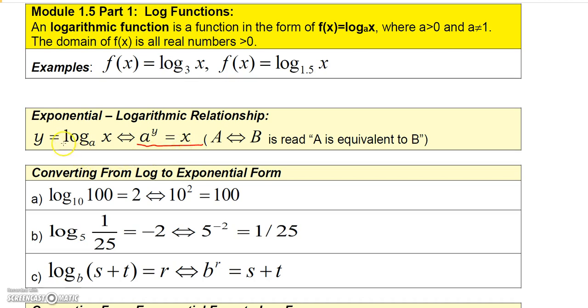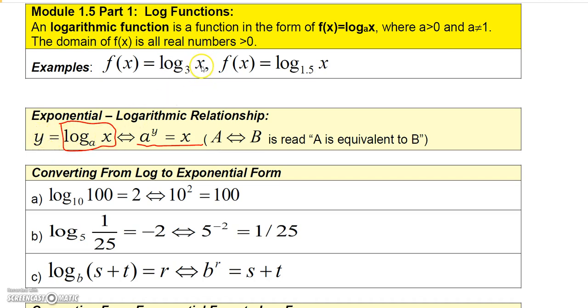So what that means is that when you evaluate the log of some argument x base a, what that gives you is the exponent y, such that when you raise a to that y value, it gives you x. So the result of a log just gives you an exponent, and so it just answers the question, a to what power equals x.